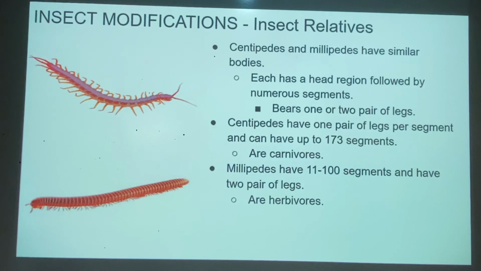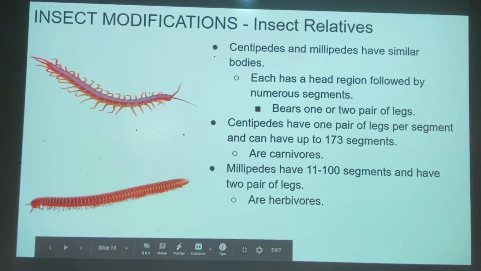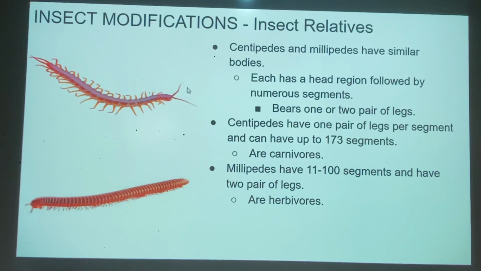And then the relatives, the centipedes and the millipedes, they both have similar bodies. Each has a head region that's followed by a lot of segments. So here you've got the very distinct head region here and here, and we know that based on the antenna. Remember, those are the characteristics of insects. They do have eyes and antenna on the front of their head, so we do know that they do have an anterior end.